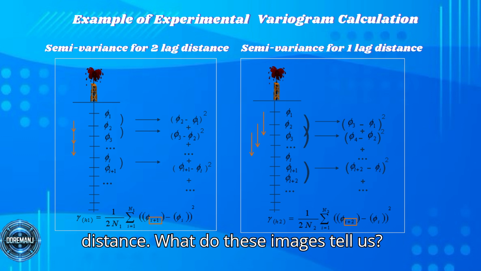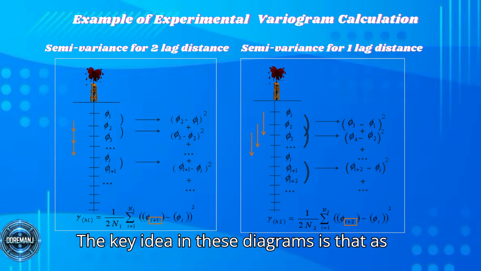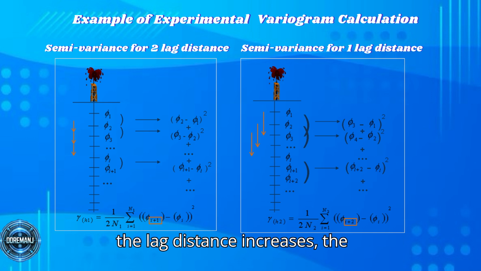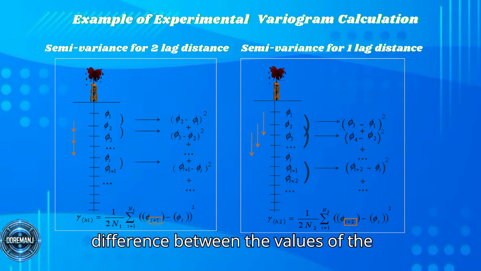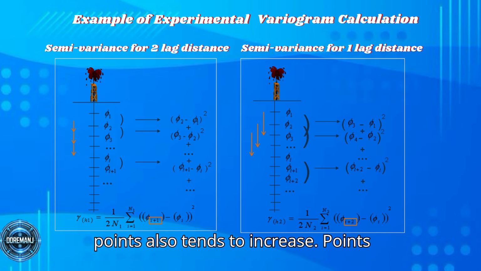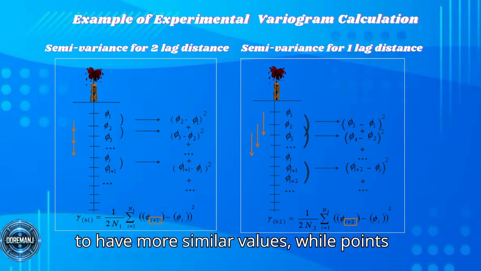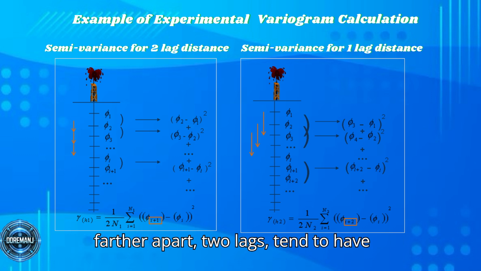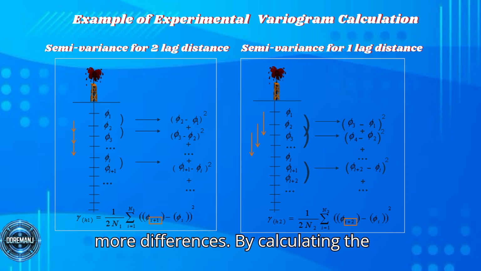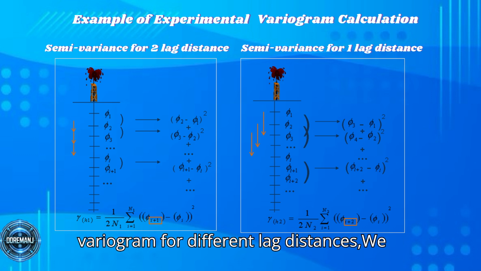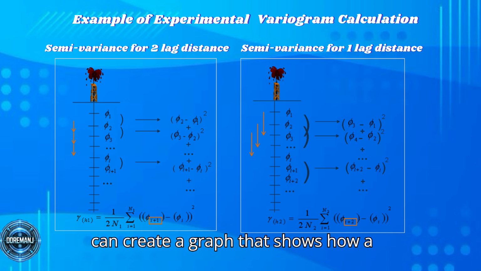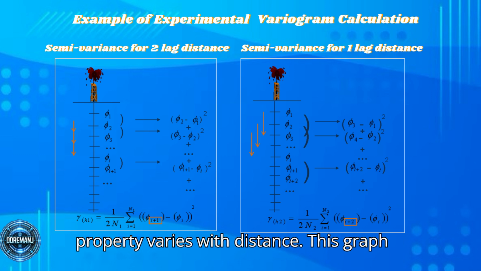What do these images tell us? The key idea in these diagrams is that as the lag distance increases, the difference between the values of the points also tends to increase. Points that are closer together, 1 lag, tend to have more similar values, while points farther apart, 2 lags, tend to have more differences. By calculating the variogram for different lag distances, we can create a graph that shows how a property varies with distance.